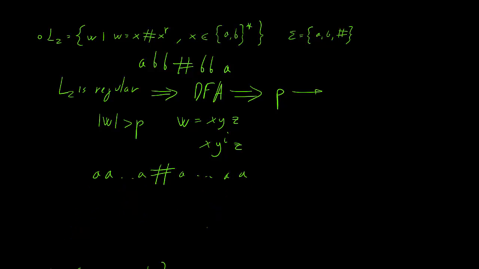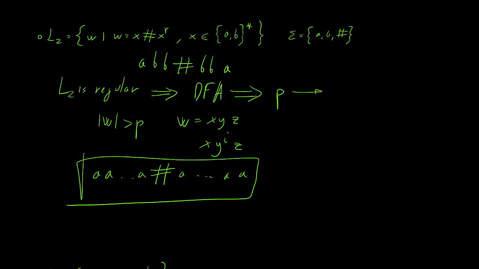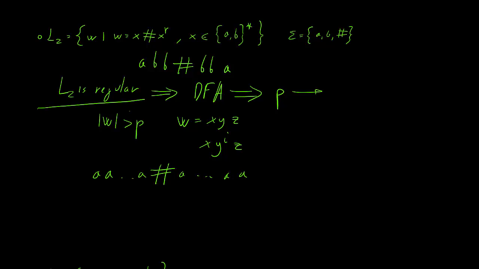So I show you that it is impossible for this string. That means that for every P you throw at me, I can show you that there's no DFA that can recognize this string which is in the language. So that must mean that L2 is not regular. So our assumption was wrong. So how do I go about it?